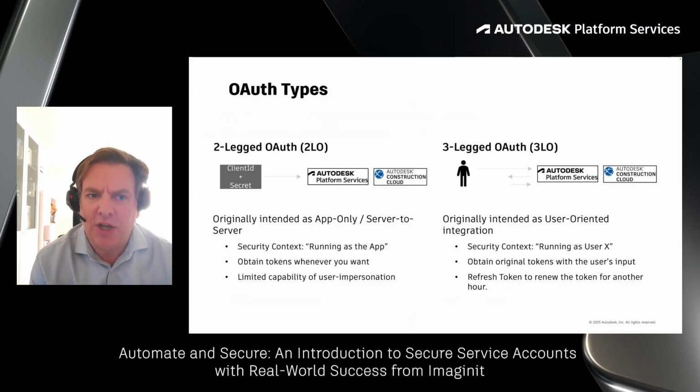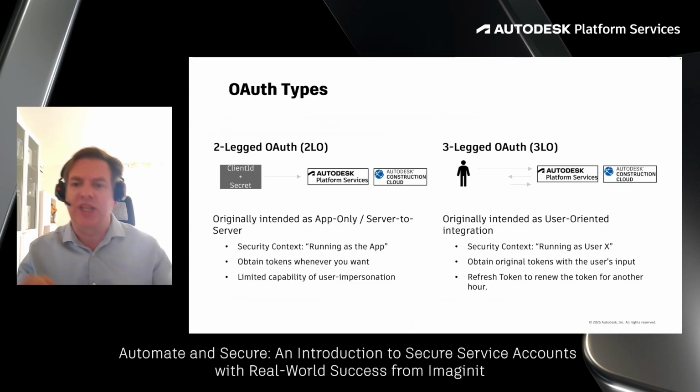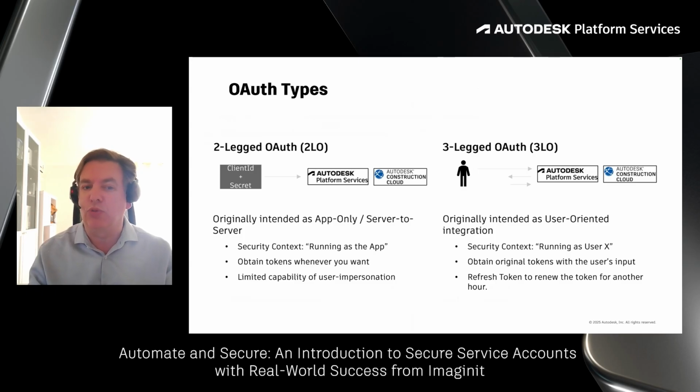So to talk about the OAuth types, historically you had 2LO or two-legged OAuth, and that's really a very simple security model. You get the token, you can do a call, and you can do basically everything. You're running as the application itself. Whereas the three-legged OAuth is more complex. You go through a multi-step process with the user to get your token, and you can operate as that user, and you can refresh that token whenever you need.